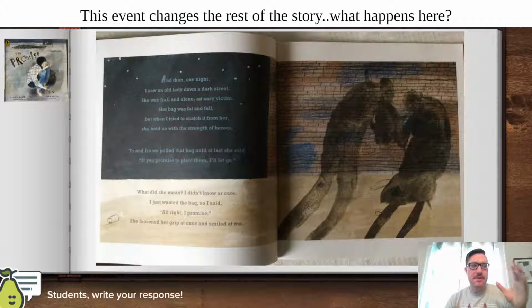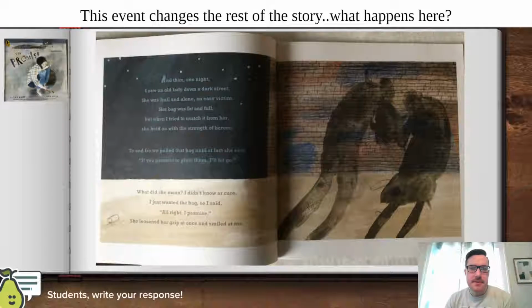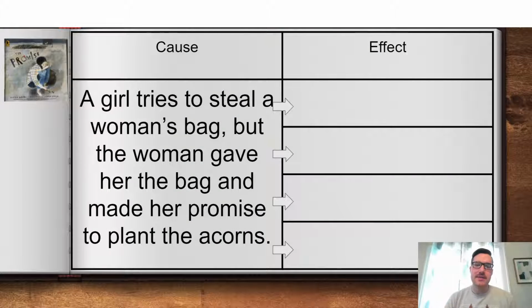So what happens here? This is our cause. A lot of things in this story happen because of what happens on this page. So what happened on this page? Yeah, she tries to steal the woman's bag, but the woman gave her the bag, but made her promise to plant those acorns. So what happens because she makes this promise? What are some things that happen because of this? It wouldn't have happened if she didn't try and steal the bag, but since she did, what happened after directly because of this? So what do you think?